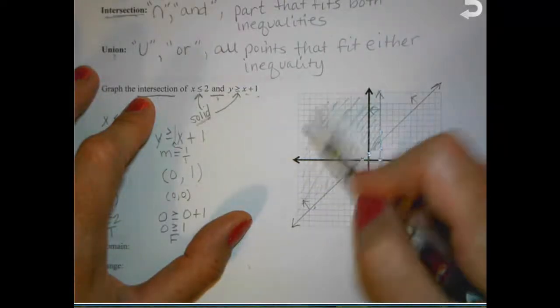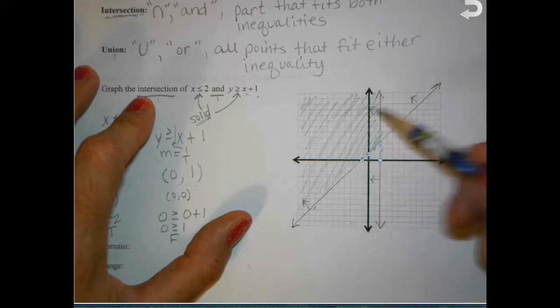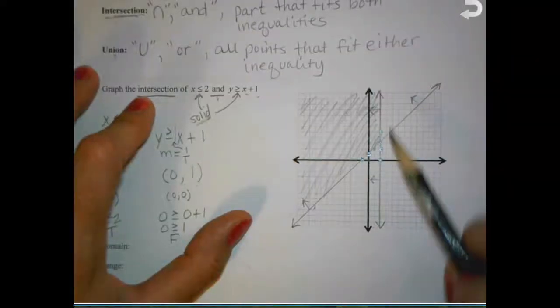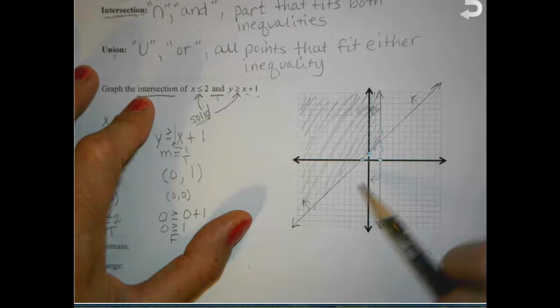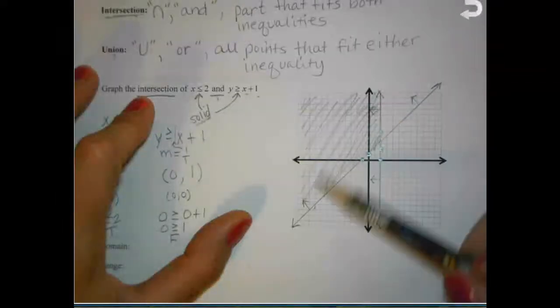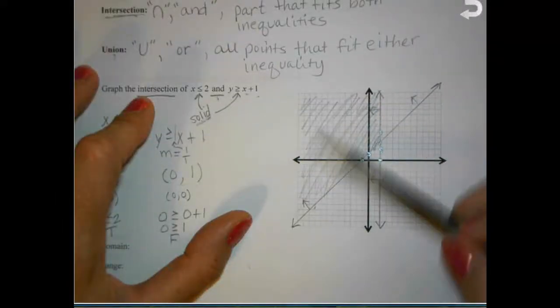So it's kind of a secret way to figure out which way to shade. This one wasn't pointing at any others, it's just pointing off that way, and the same with this one. These two are pointing to the same region, so that's the part that's in common.